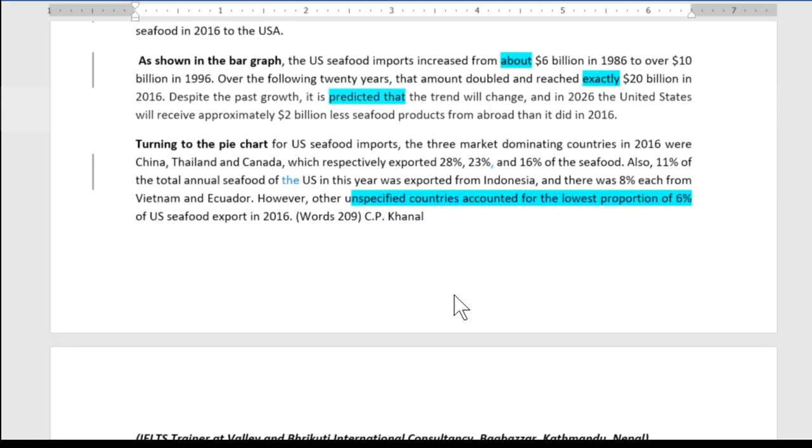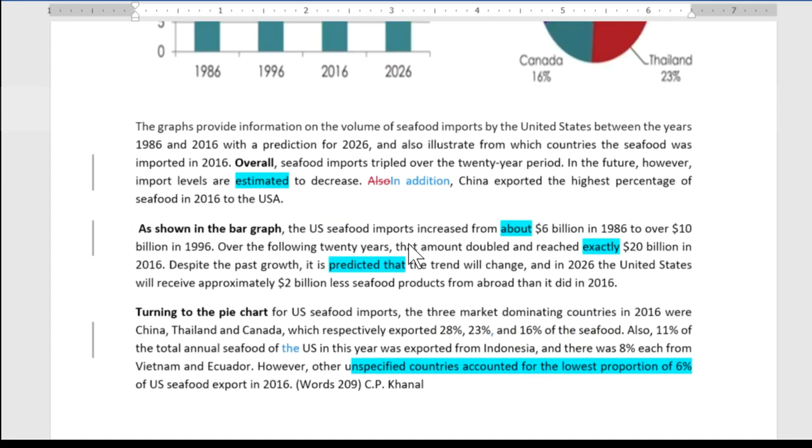And by the way, this is submitted to me by Chandra. He has sent me this task to correct, and it's almost perfect. I don't think I could do much better myself. Let's have a look first.